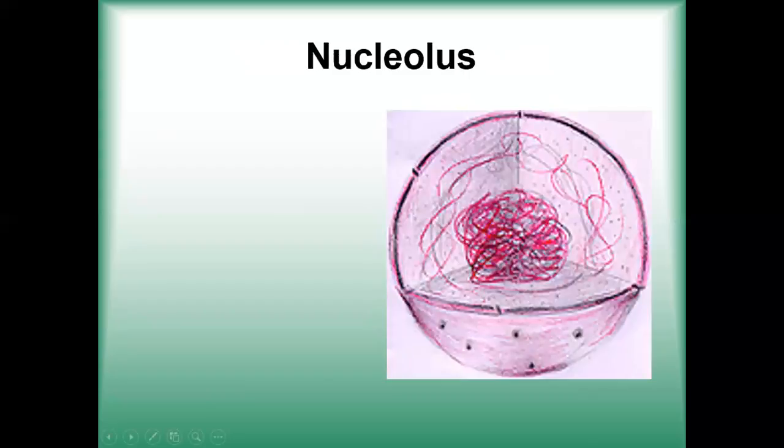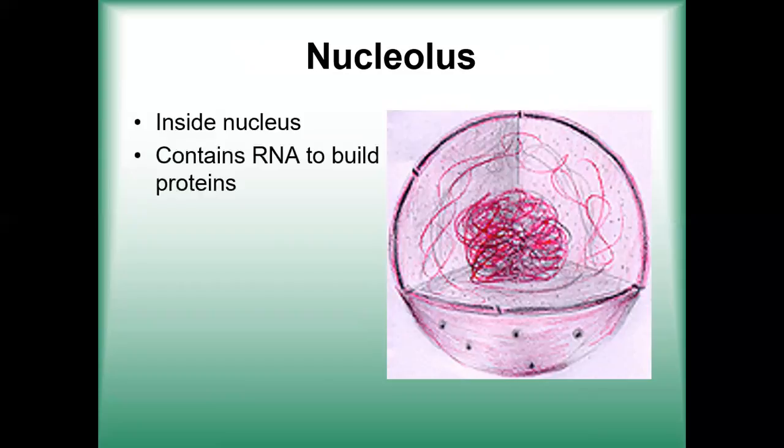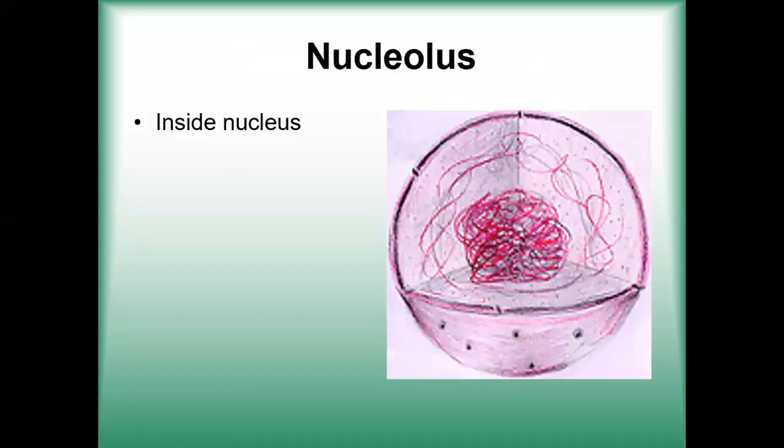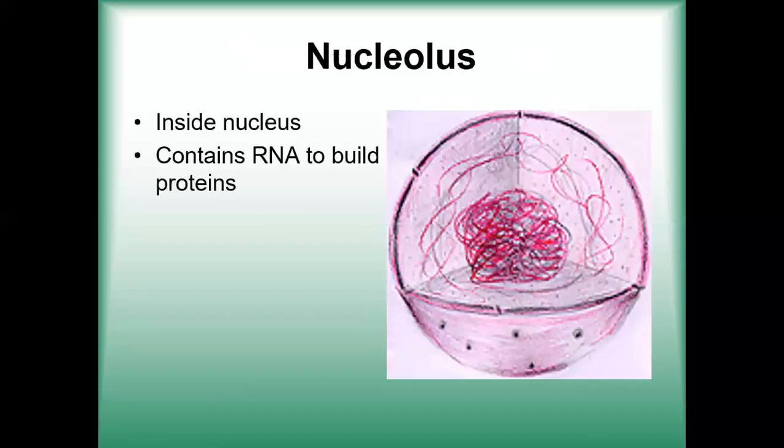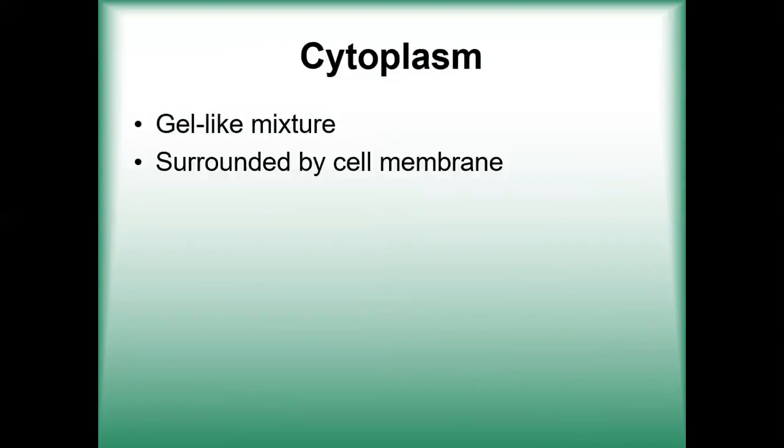And then there's the nucleolus, which is inside the nucleus. And this has RNA, which helps make proteins. Sorry if I'm going a little fast, but fortunately you can just pause this at any time if I am. So cytoplasm. The cytoplasm is a gel-like mixture, and it's surrounded by the membrane.